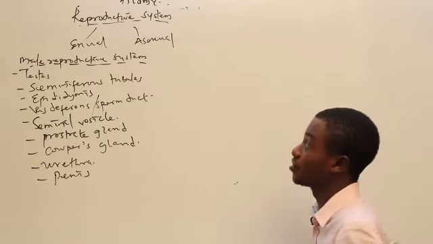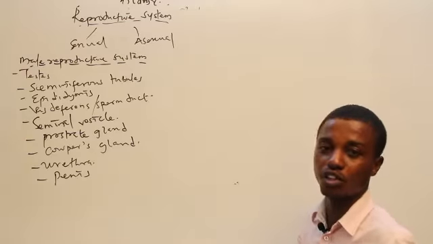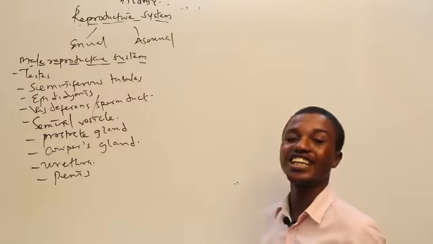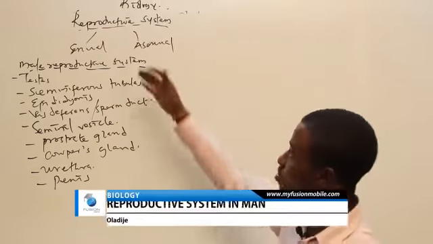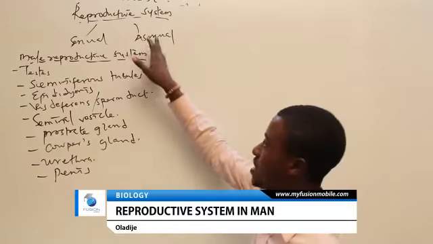Okay, so now we're back to the reproductive system. What is reproduction? Reproduction is the process of bringing forth new individuals. It ensures continuity. There are basically two types of reproduction, as I've said in some previous classes. We have sexual and we have asexual.